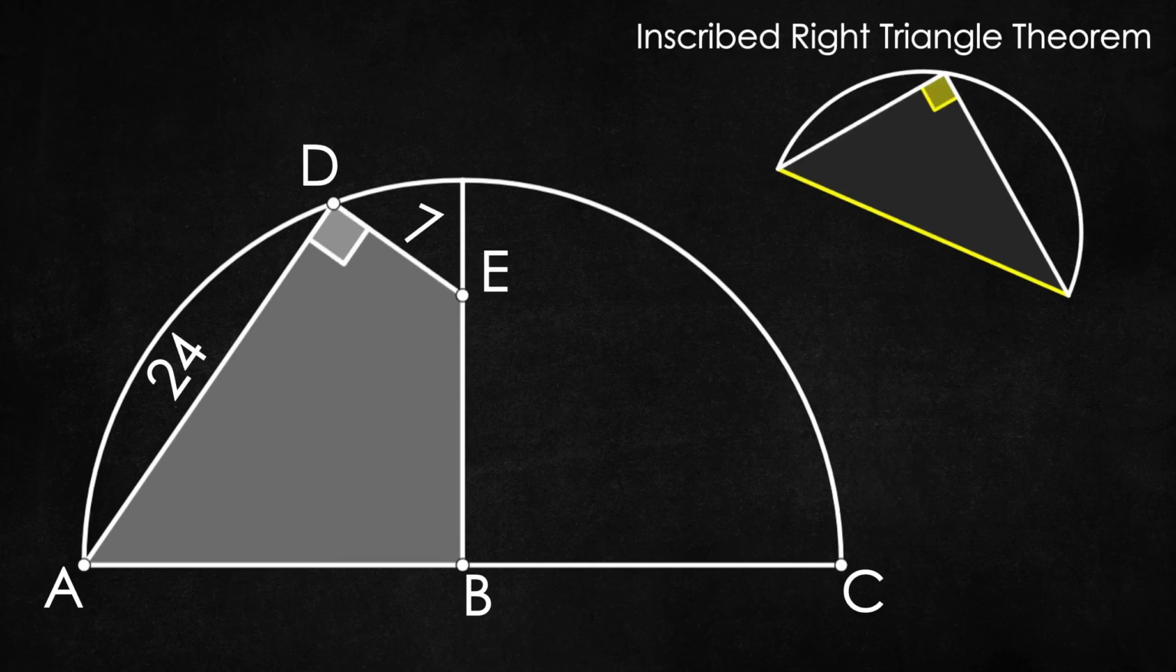Recall that a right triangle is formed when one side of the inscribed triangle is the diameter of the circle. This is a right angle. So if we extend line DE, it would coincide with point C, forming the right triangle ADC.